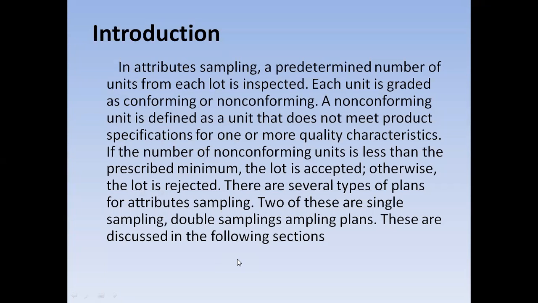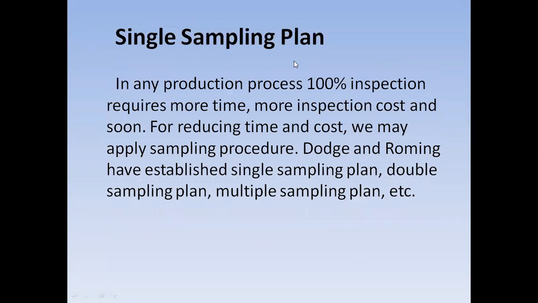There are several types of plans for attribute sampling. Two of these are single sampling and double sampling plans. These are discussed in the following sections. So today we discuss single sampling plan. In any production process, 100% inspection requires more time, more inspection, and more cost. For reducing time and cost, we may apply sampling procedures. Dodge and Romig have established single sampling plan, double sampling plan, and multiple sampling plan, etc.